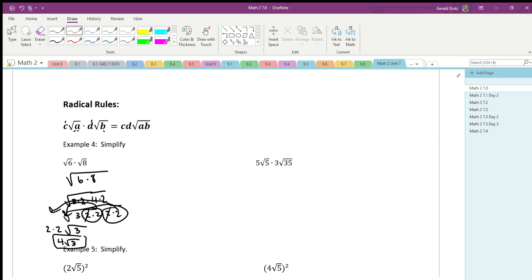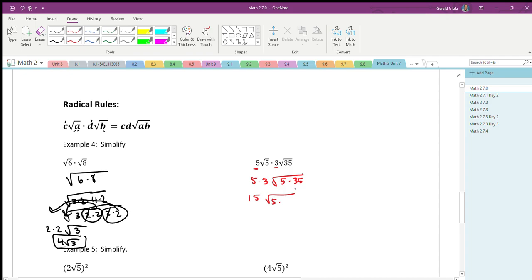So on the next one, remember, keep whole numbers together. So 5 times 3. When we multiply, it does not matter what order we multiply things in. So that's why I'm able to switch the order and put the two whole numbers first. And then I have the square root of 5 times the square root of 35, so I could just write them under the same square root. 5 times 3 is 15.